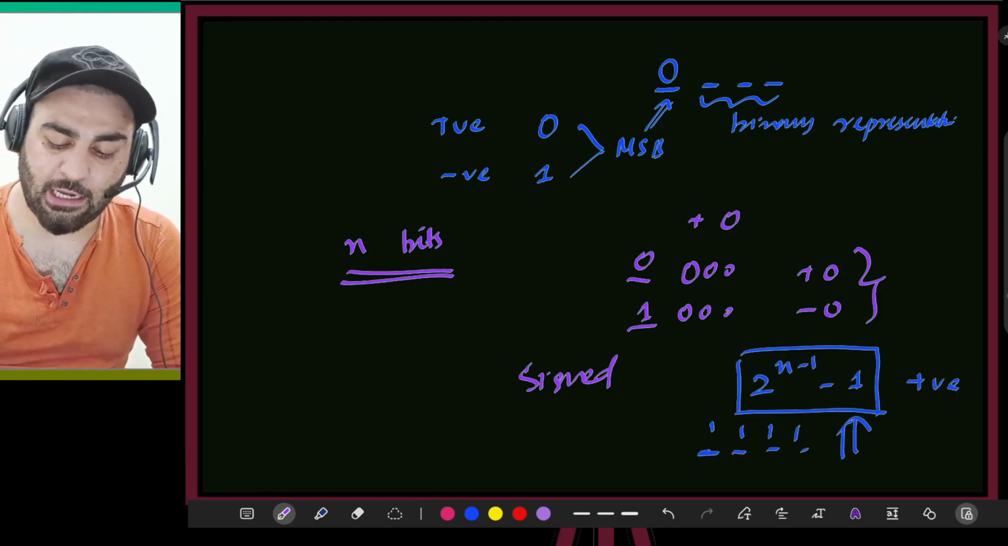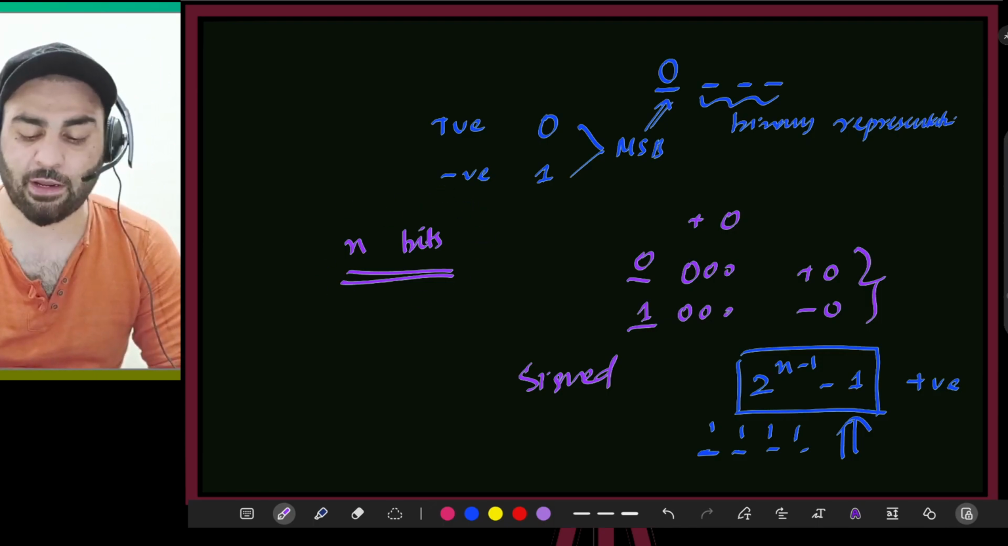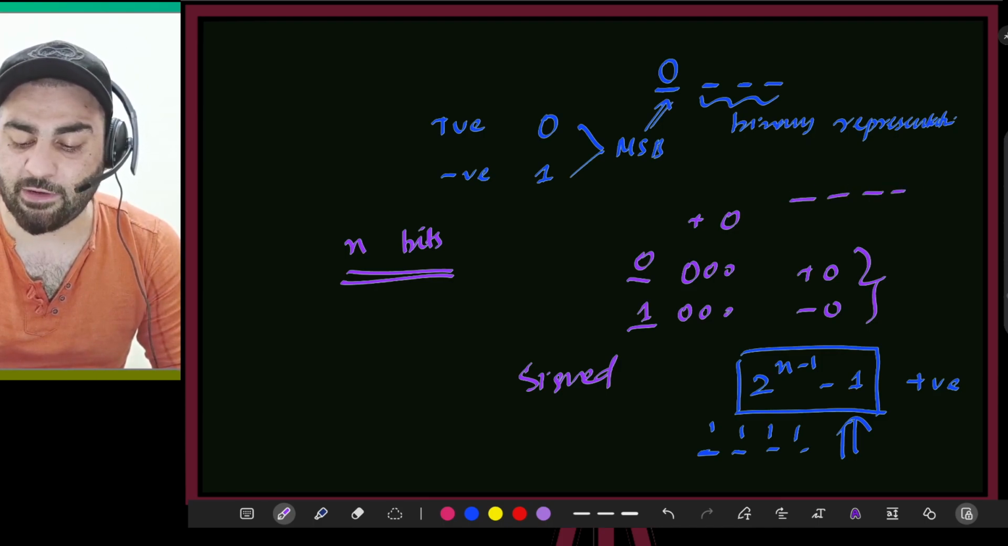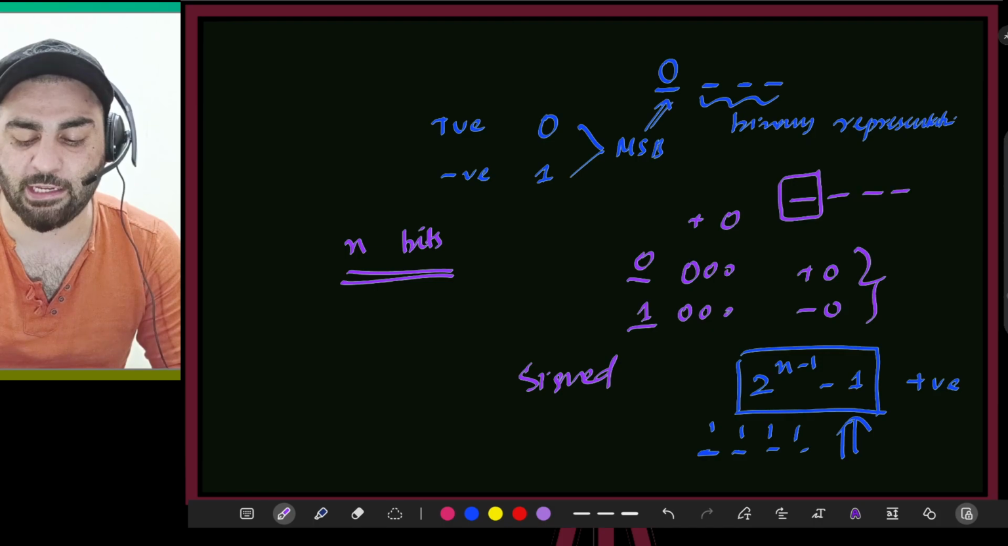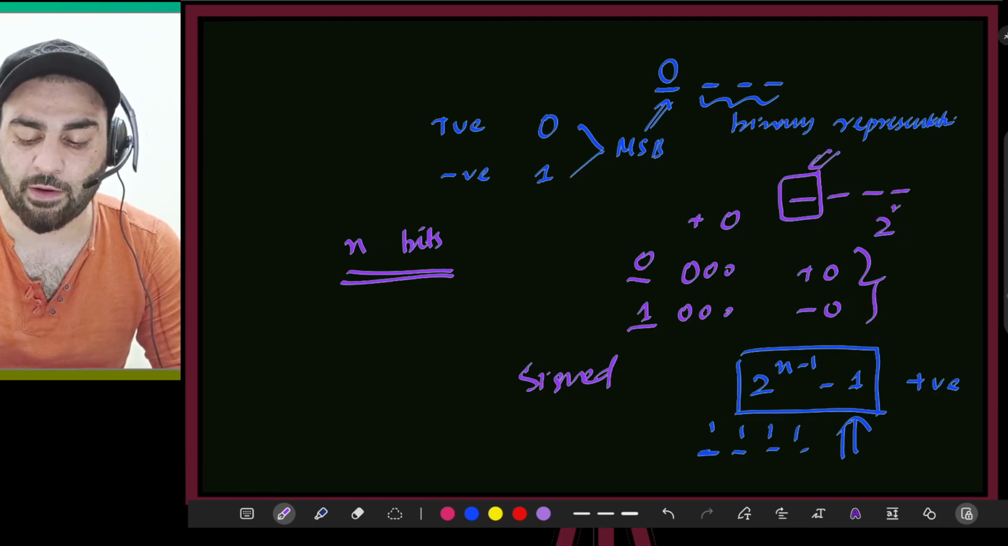The question that I asked was that if we have n bits, what's the maximum number that you can represent using this signed magnitude representation? We said that the first bit will be used for the sign. This is the sign bit. Now we have just 3 bits left. That's why we said 2 to the power n-1 minus 1.